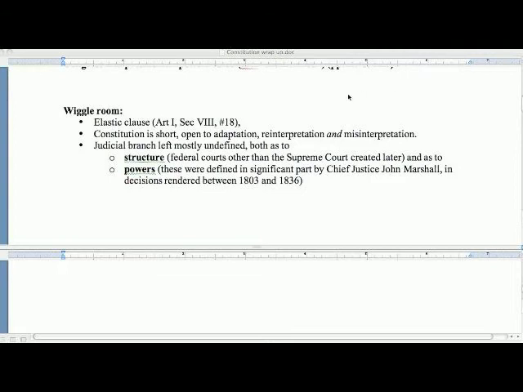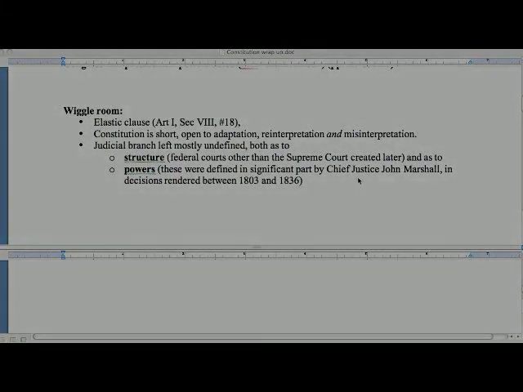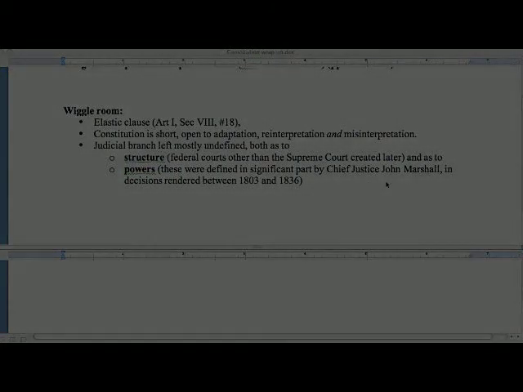Another area of wiggle room was the judicial branch, which was left mostly undefined, both as to structure, since only the Supreme Court was specifically defined in the Constitution, and as to powers of the Supreme Court, which would be defined in significant part later by Chief Justice John Marshall in decisions that he rendered between 1803 and 1836.